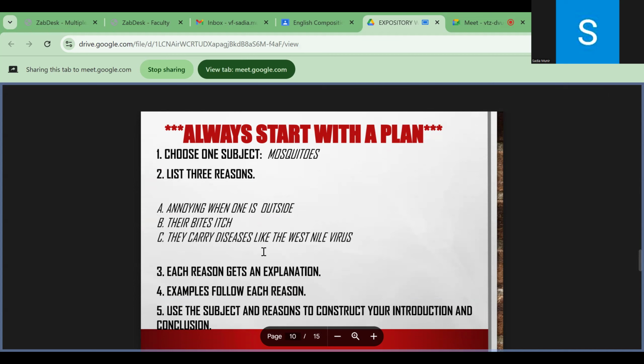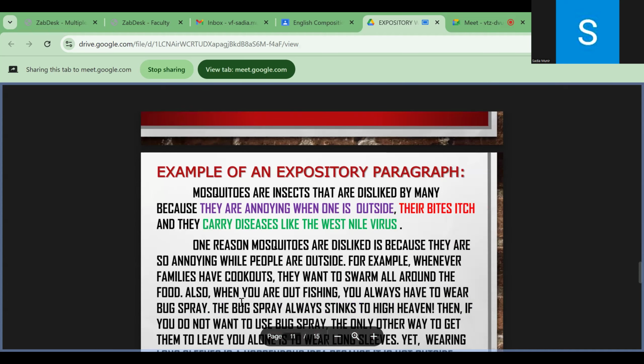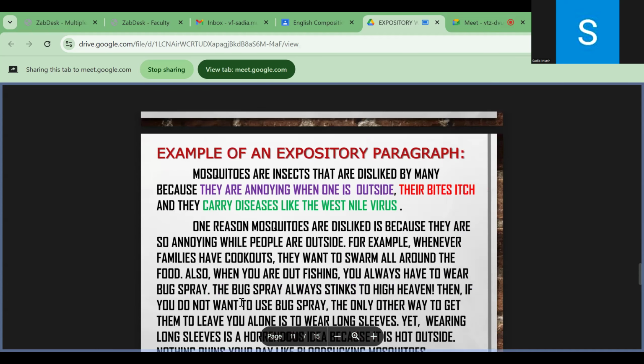Now we can explain each of these reasons in a separate paragraph in order to have coherence. And then of course examples could follow with each reason, for instance, if it itches, why does it itch? And then you use the subject and reasons to construct your introduction and conclusion. Now this is one of the examples of an expository paragraph. This is just an example, therefore, there is a space in it. But in a paragraph, you are not supposed to give any spaces whatsoever.